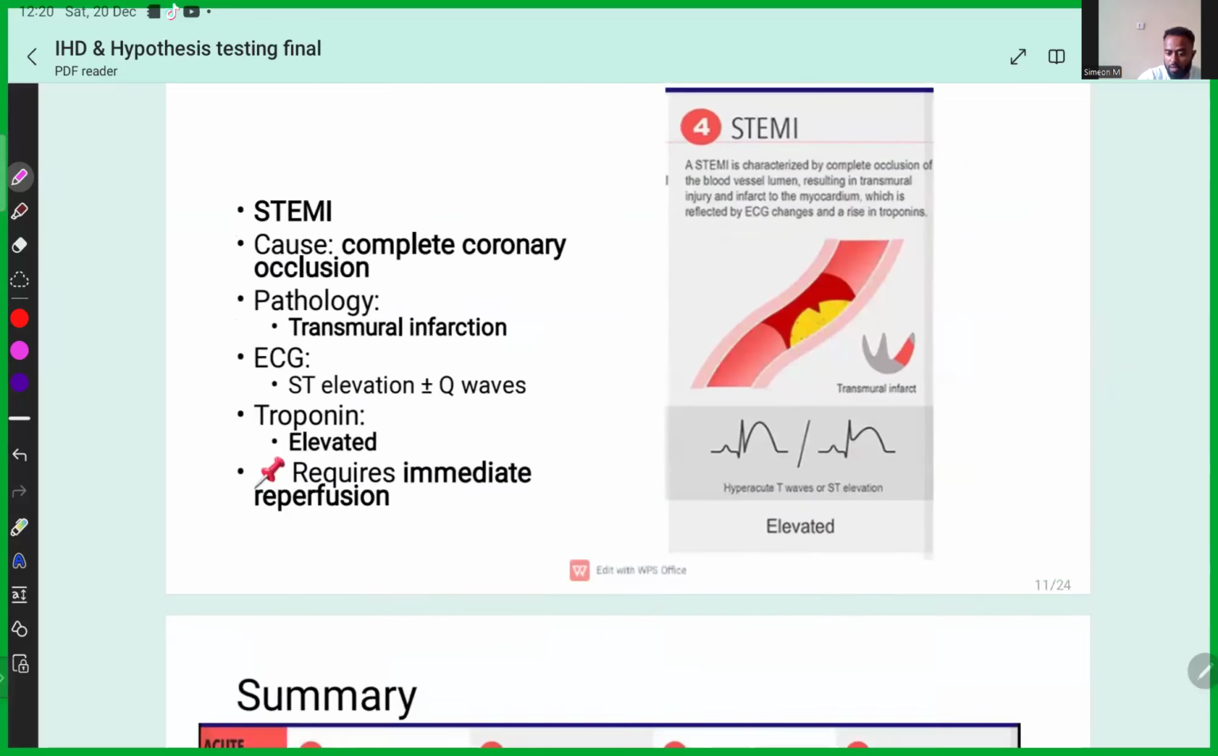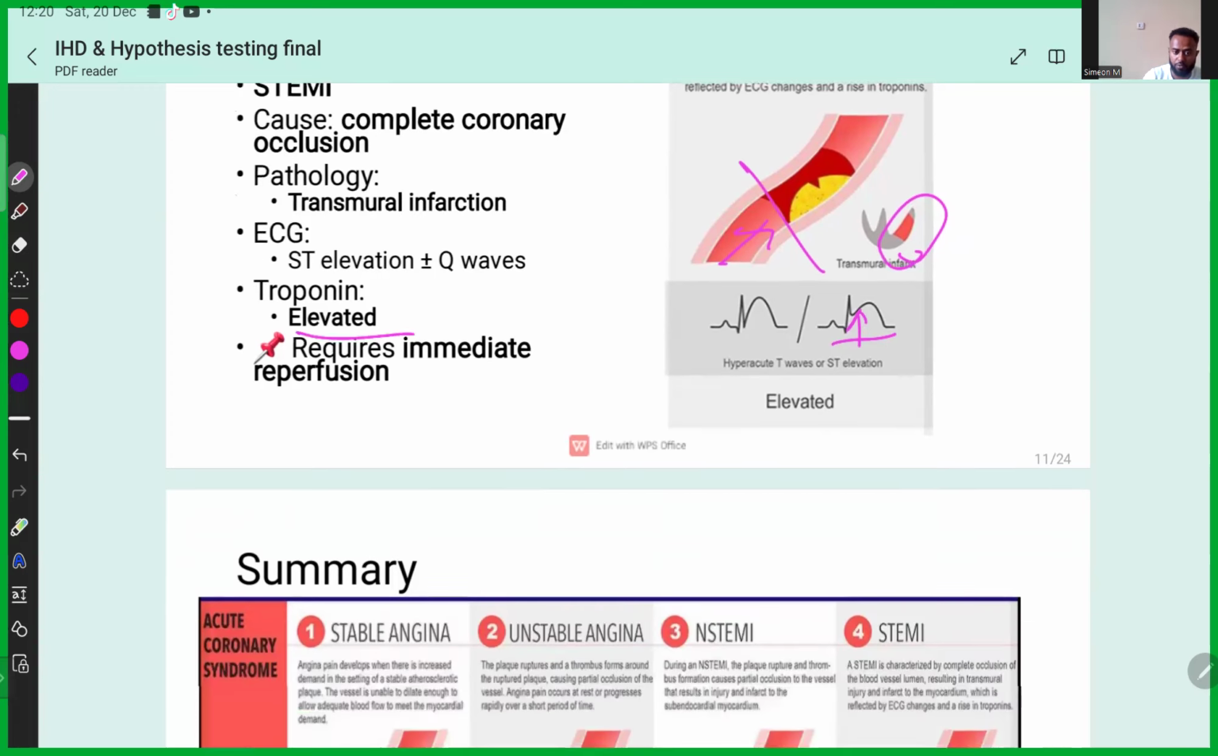The fourth one is STEMI, which is due to complete coronary occlusion. So there is no blood flow at all, and it results in a transmural type of infarction. That means the whole thickness of the myocardium is infarcted. This results in ST-elevation MI on ECG, and the troponins are elevated, and this requires immediate reperfusion.